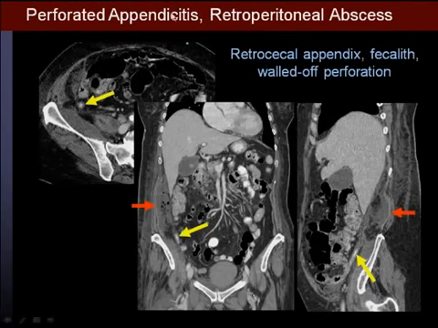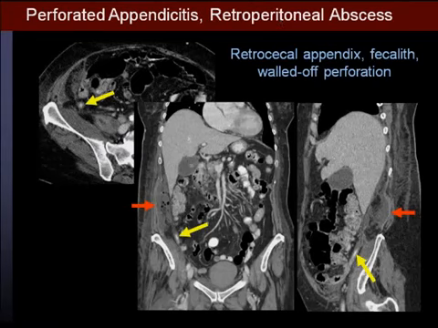And on these CTs, you can easily recognize on these MPRs that we have here the appendix located dorsally of the cecum. With a yellow arrow is marked a fecalith, and here is a walled-off perforation, and with this secondary retroperitoneal abscess. What is the message of this case?